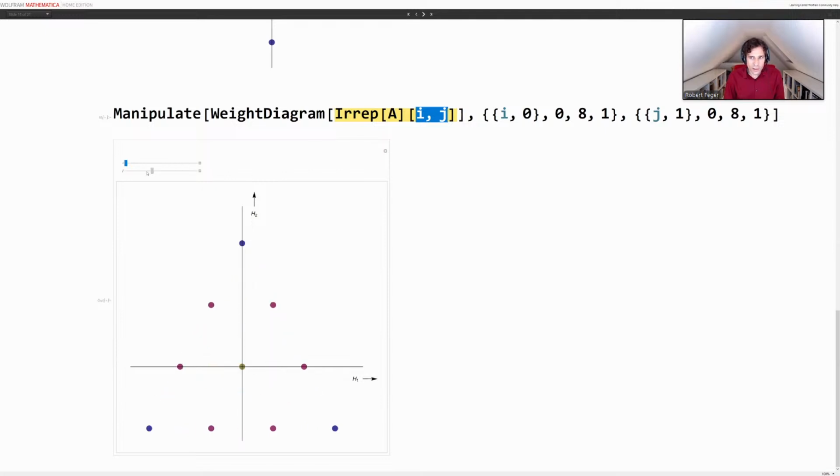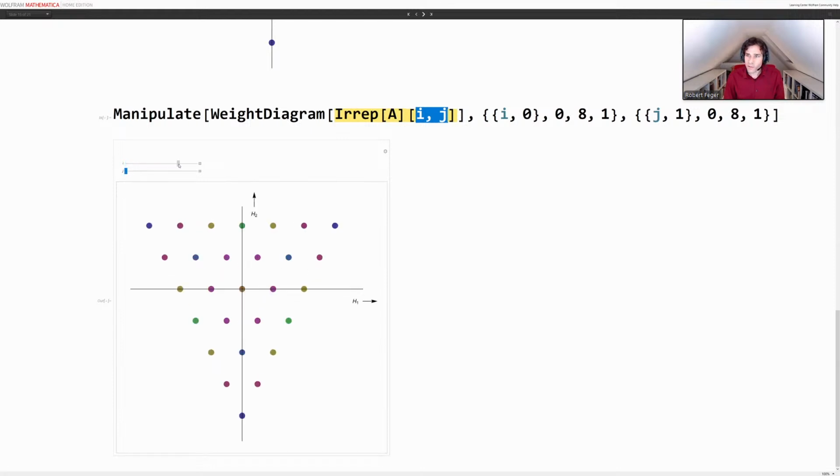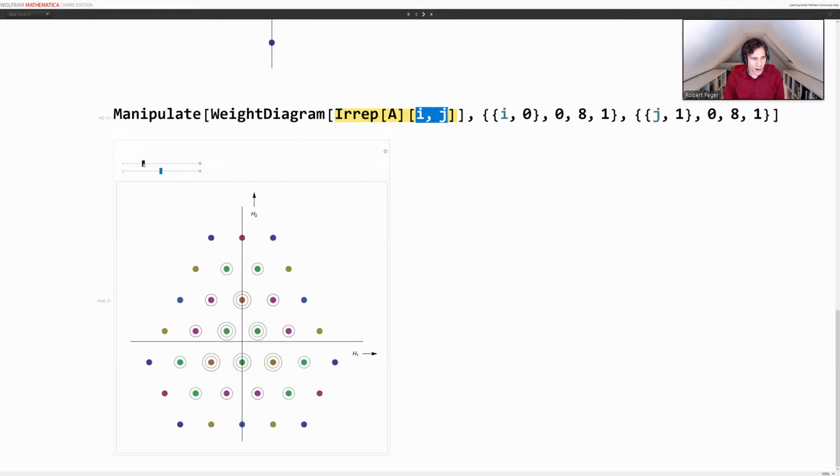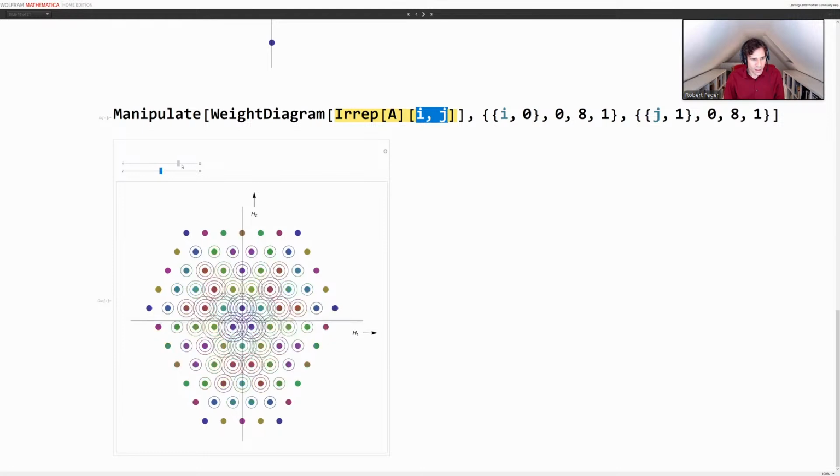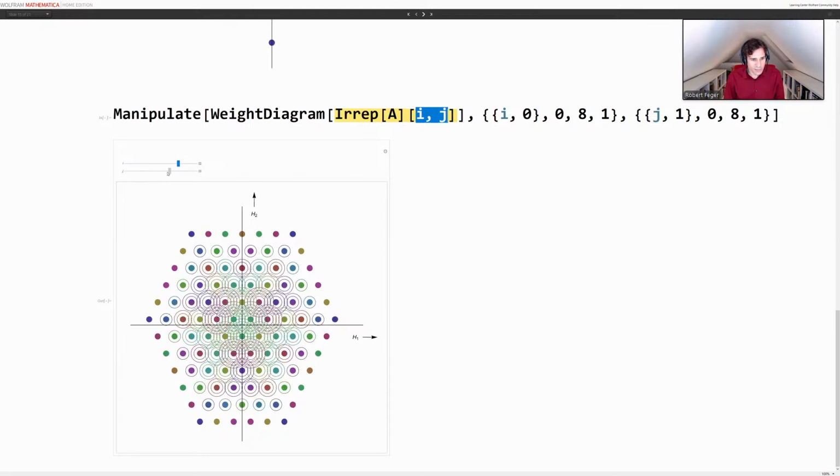And if I go back and use the first one, this is the inverse Christmas tree. And if I increase both of them, you see how the multiplicities add up, giving very nice plots.